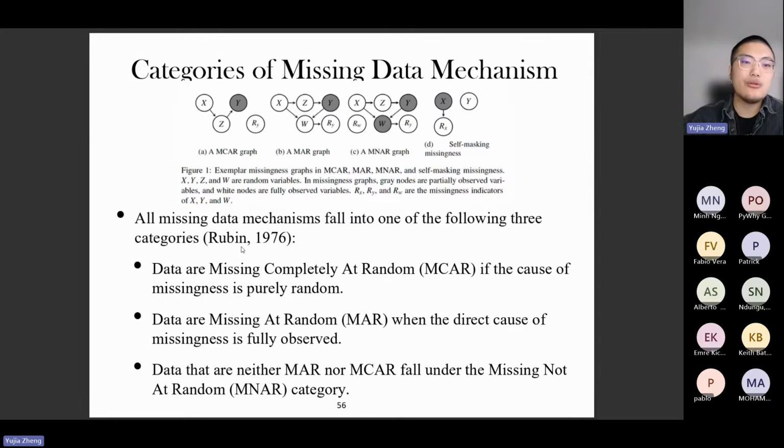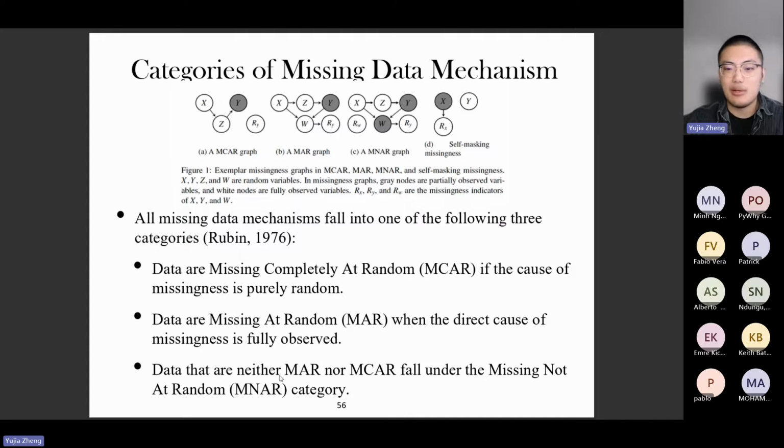So according to Rubin, all missing data mechanisms fall into one of the following categories. The first category, missing completely at random, means that the cause of missingness is purely random. So it's just like figure 1A, which means that the cause of the missingness indicator is not observed or is not included in the graph. So it's completely random. And the second type is missing at random, which means that we observe the cause of the missingness, and the cause of the missingness is fully observed. So it's missing at random.